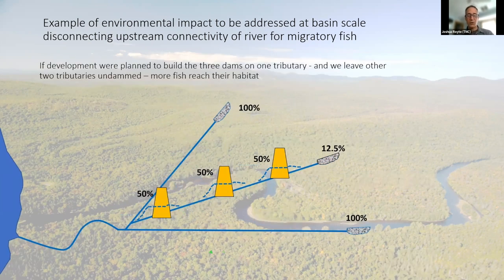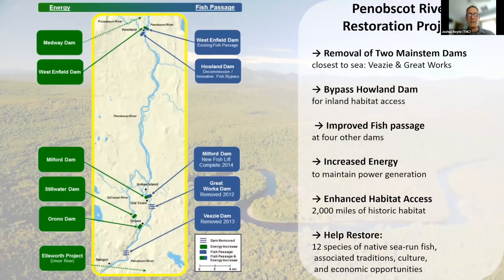But then if you took all those dams and put them on one of the tributaries and left the others free, you get many more fish making it to the habitat. And that's exactly what we did with this balancing system, where we increased energy to the dams that are represented in green blocks on the left, and added fish passage to the dams on the right side in the blue blocks, including the removal of two of the dams closest to the ocean, Great Works and Veazie Dam. And this is going to increase habitat to over 3,200 kilometers of the river.